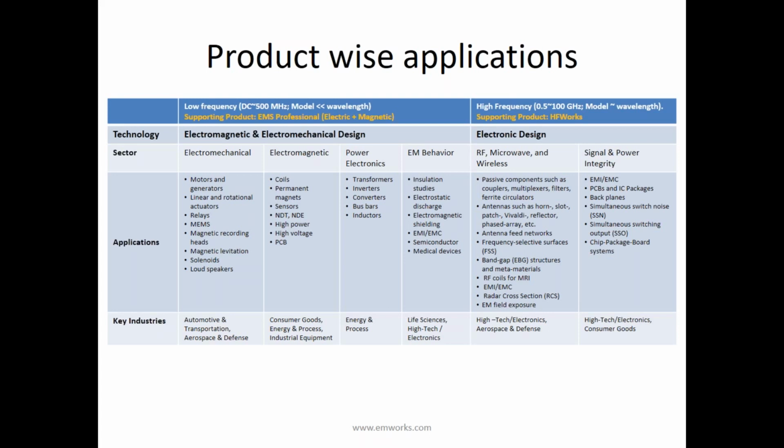The EMS products mainly focus on electromechanical and electromagnetic types of designs. When you're thinking about solenoids, motors, generators, loudspeakers, magnet arrays, coils, transformers, bus bars, inductors, all of those are possible using the EMS products. As far as the HFWorks products are concerned, we're talking about antennas, patch antennas, horn antennas, waveguides, couplers, filters, multiplexers, and so on.